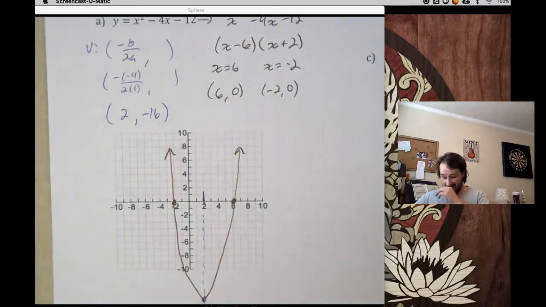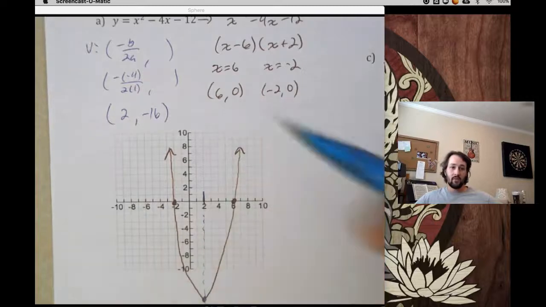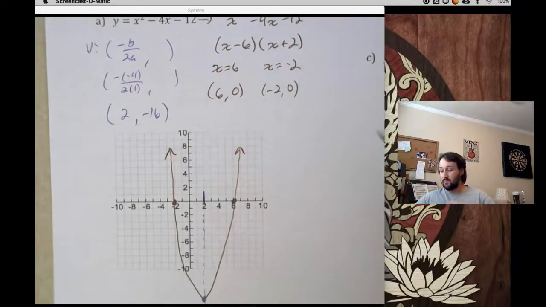So if you can find the x-intercepts, the vertex is always going to be in the middle of the x-intercepts. And then if you want to find the y value, you can also plug the x value back into the equation, just like we did before.